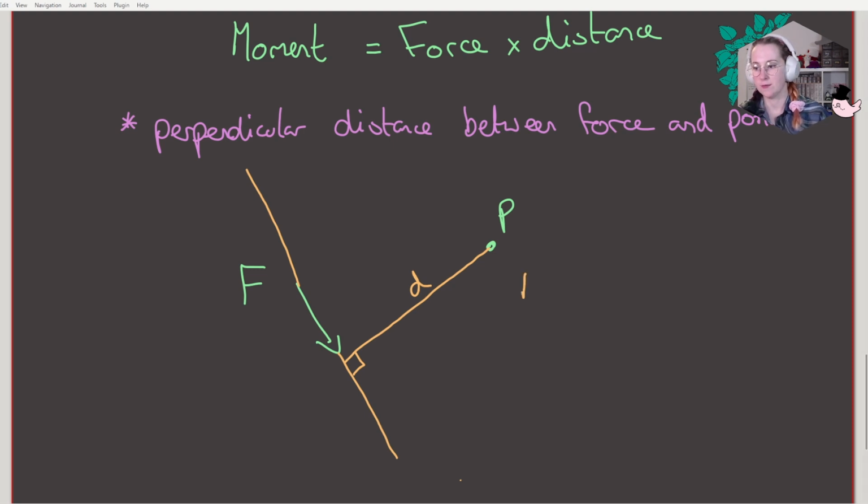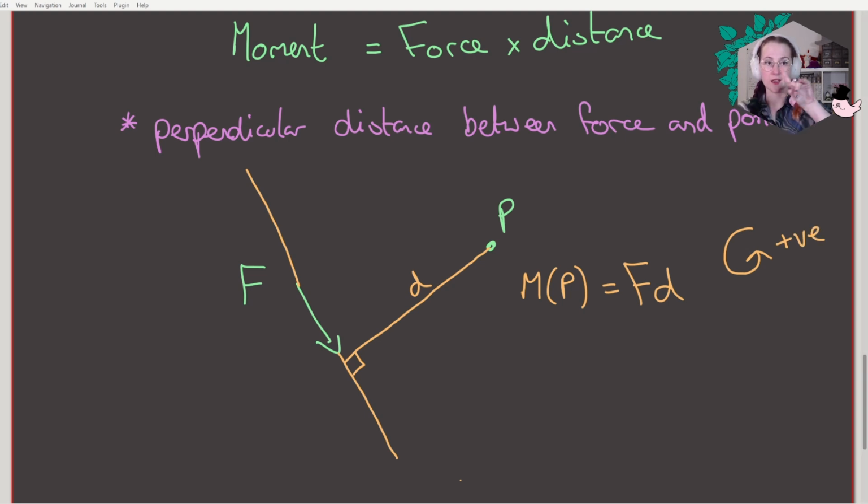So the moment about P, F times d. And we have to specify here that we're saying positive. I'm going to use this notation a lot, that symbol to mean that anti-clockwise is positive. And why have I chosen that? Well, that's because F is moving in an anti-clockwise motion about P.